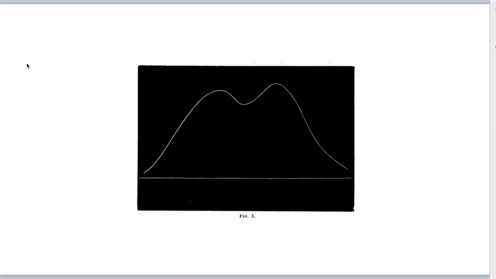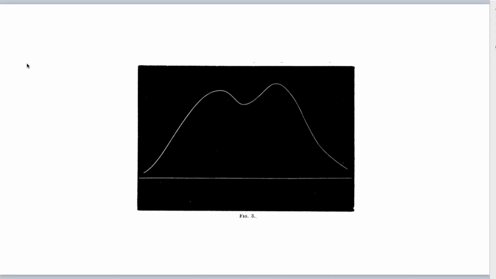This is a measurement of statures of men in the department of Doubs in the east of France. The main town is Besançon, if you know it. And Edgeworth said he got the data from Bertillon, who was the author of the Bertillon system for identifying people that was later replaced by the fingerprinting system.